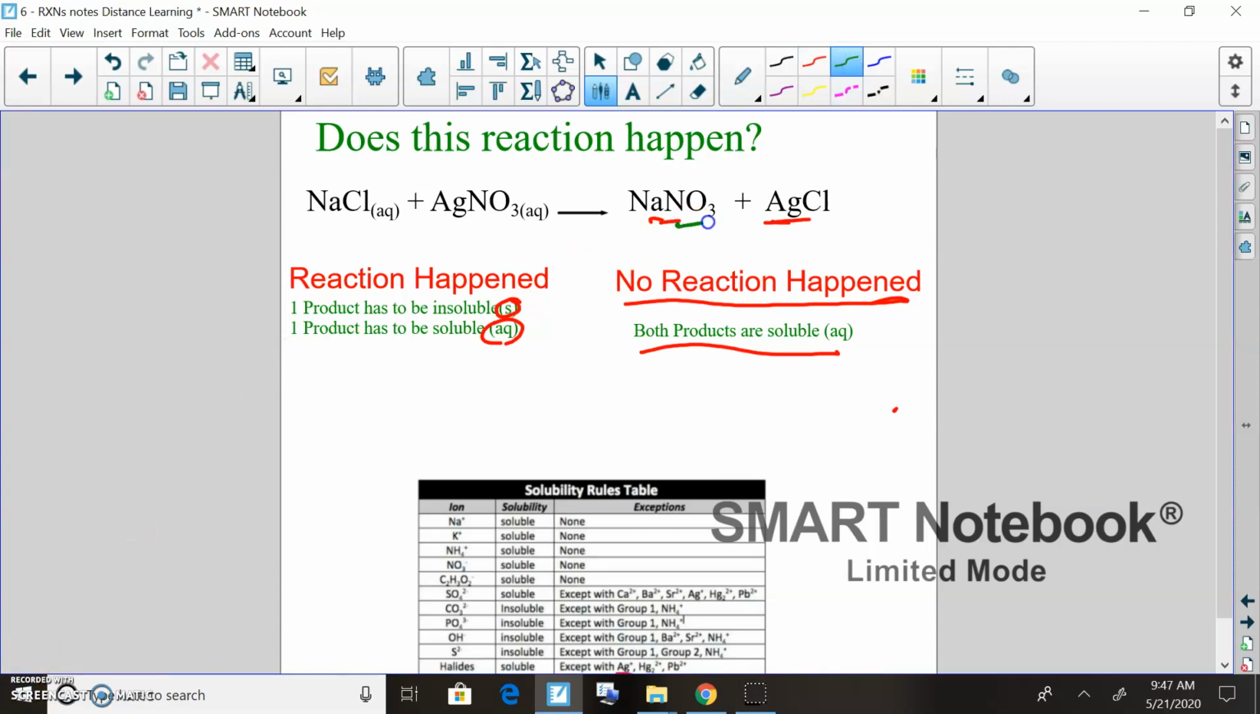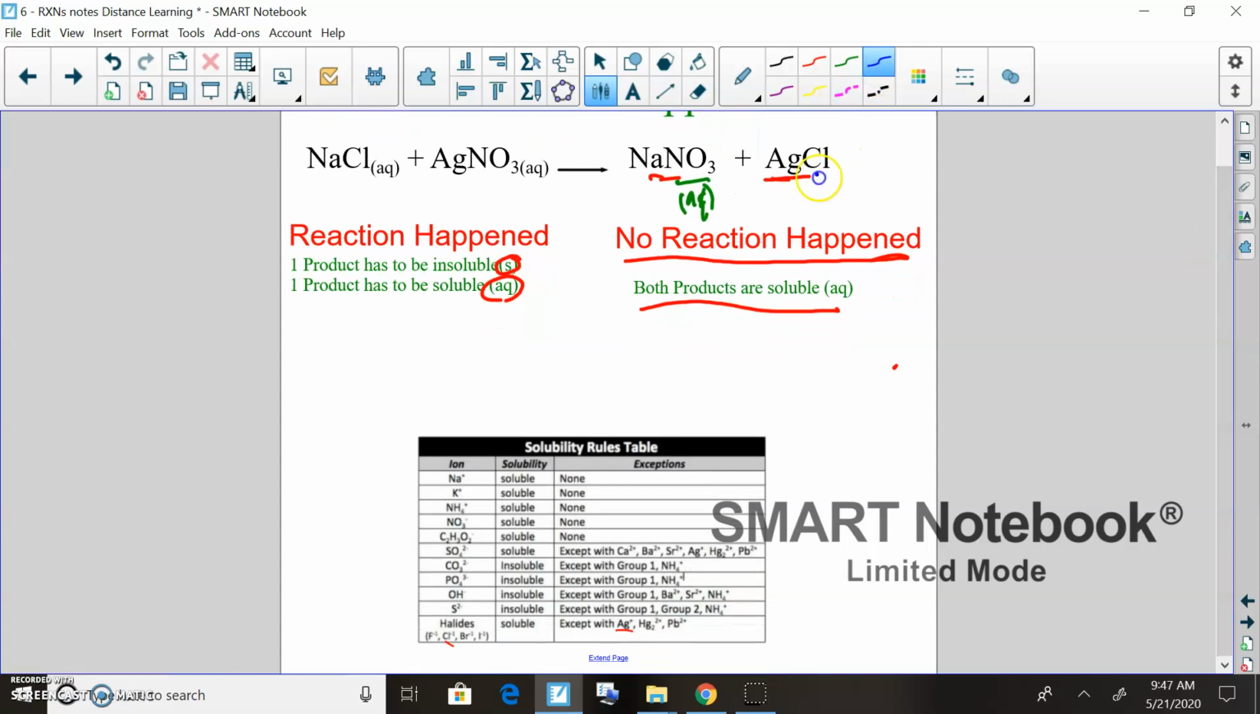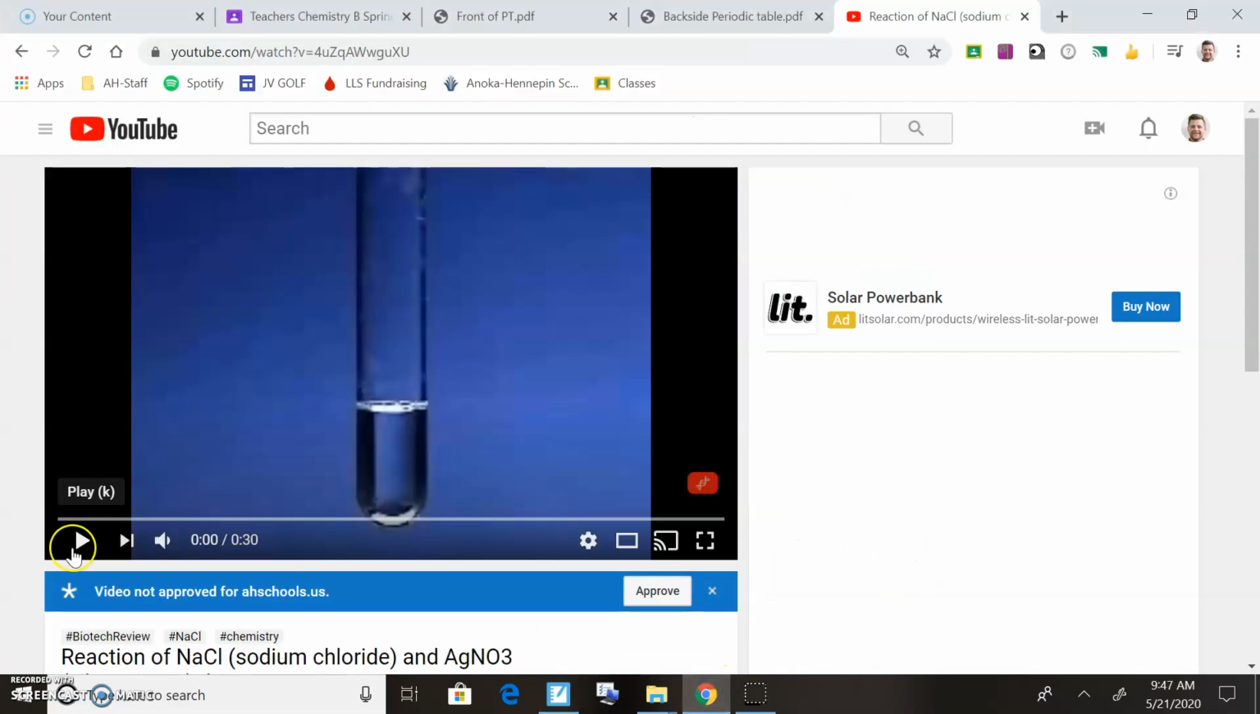Okay, so let's look, find NO3. Soluble, so soluble means AQ. All right, so that one's a solution. And then what we find here is Cl. It's soluble except with Ag, so that's a solid. So this reaction happened, all right? What it's saying is if you add two solutions to each other, you're gonna get a solid. And here's what this reaction actually looks like.